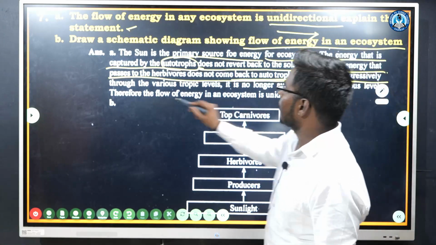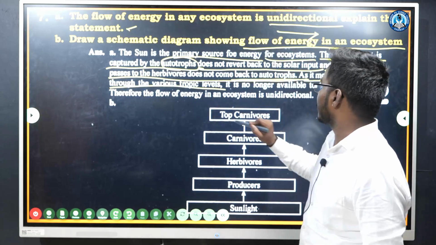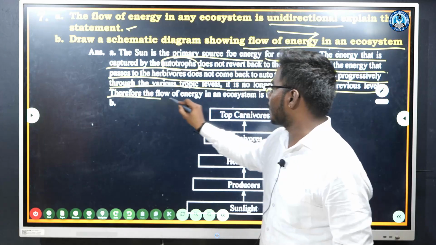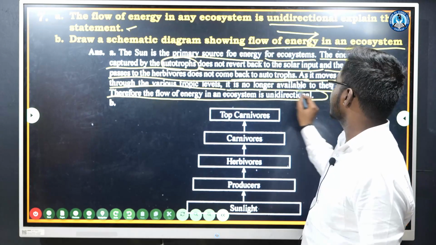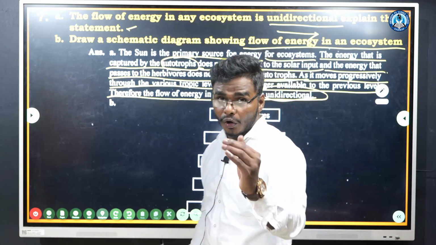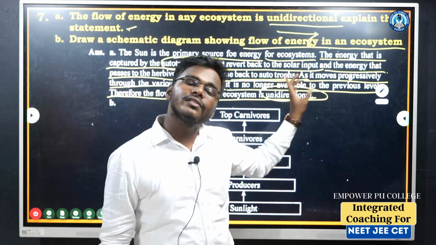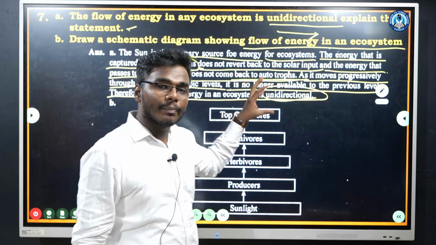As it moves progressively through various trophic levels, it is no longer available to the previous level. Therefore, the flow of energy in an ecosystem is unidirectional. That is, the energy always flows in one direction. Here in this context, we have discussed the sun.